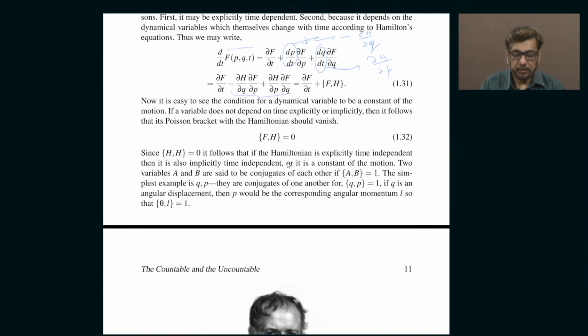So there is a definition that I want to introduce, and that's the notion of a conjugate. So A and B are said to be conjugates of one another if A Poisson bracket B is 1. So you can see that that's obeyed for the very well known pair, which is the generalized coordinate and its corresponding momentum p. So if q is your generalized coordinate and p is your corresponding canonical momentum, you will see that the Poisson bracket of q and p is 1. So for example, if q is an angle, p would be the corresponding angular momentum, and the Poisson bracket of the angle and the angular momentum is 1.